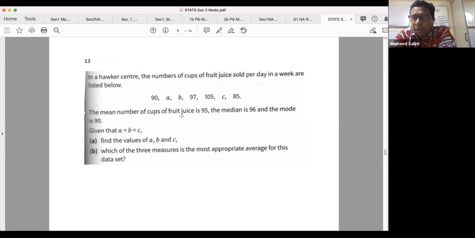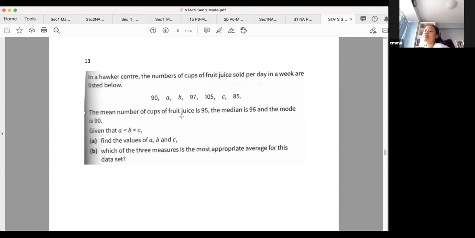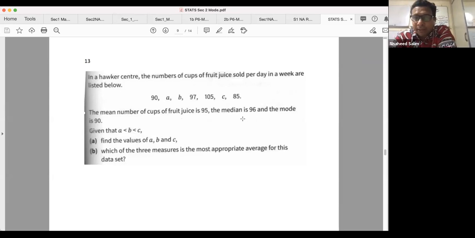Now imagine, can you arrange them in a row from small to big? How many numbers are there, or how many days? There are 7 days, right? So the median will be in the middle position, 97. But the median they give you is 96. But in which position now? Let's say you arrange it. Let's start with the smallest. You tell me what the numbers are.